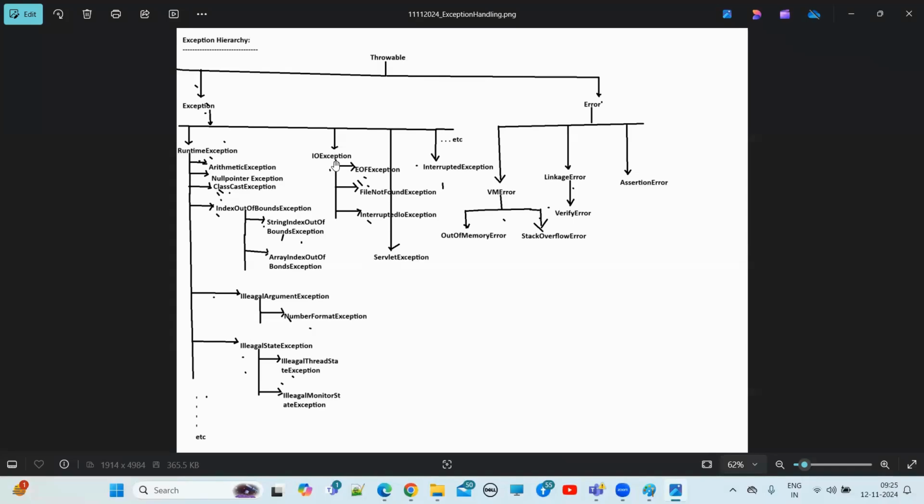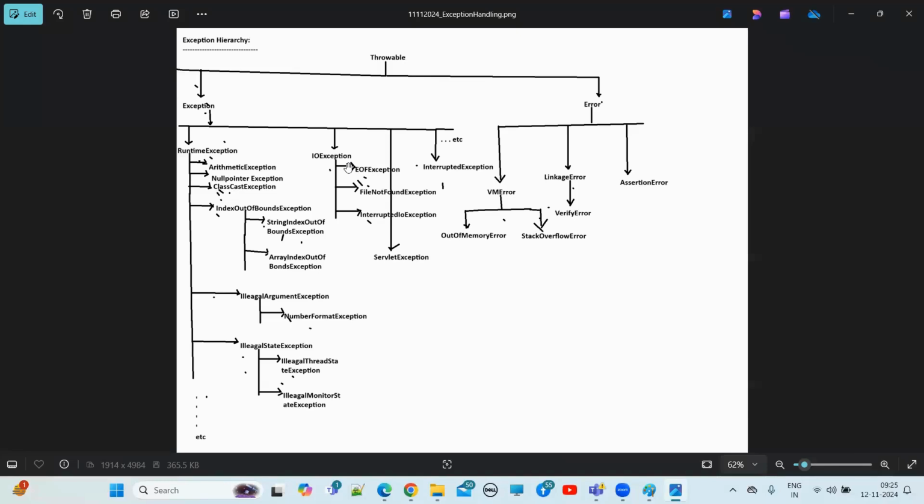So what is fully checked exception? Clear, everyone? A checked exception is said to be fully checked if and only if all its child classes are also checked. Then only we can call that particular exception a fully checked exception. Here IO exception is a fully checked exception. Now we will see what is partially checked exception.